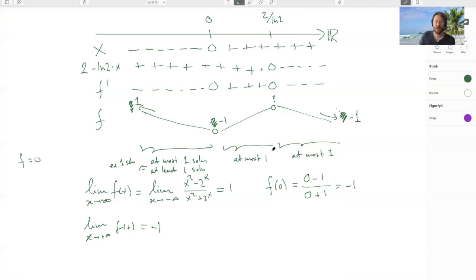So now, notice if this now is a positive value, then both here and here I'll get at least a solution.